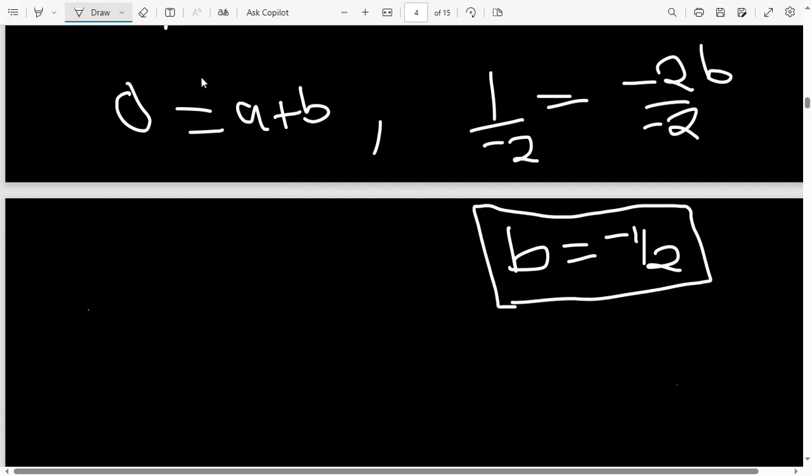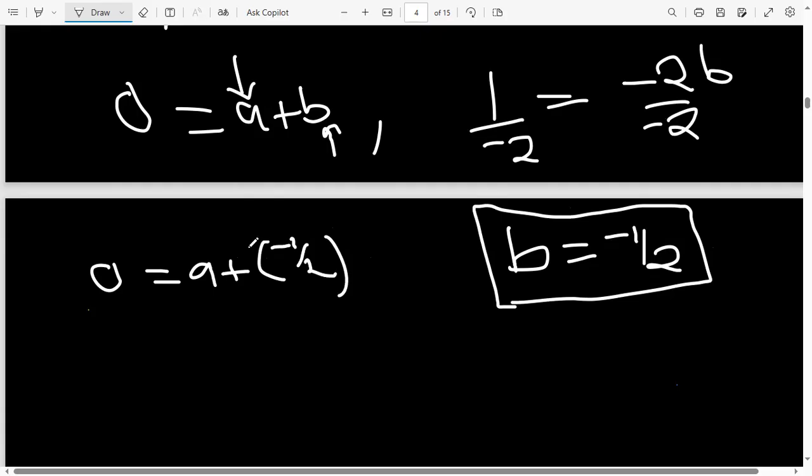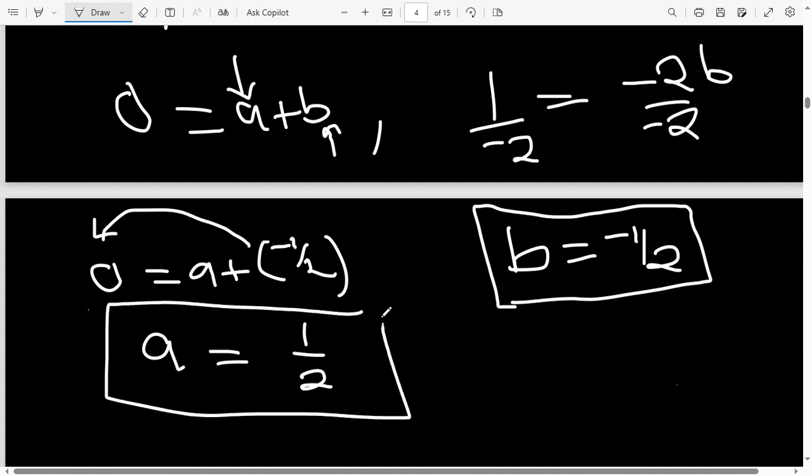And then since we have the value of b here, it means we can find the value of a. So 0 is equal to a plus, what is the value of b? Minus 1 over 2. So I take this minus 1 over 2 to the other side. So a is just equal to what? 1 over 2. So this here is the value of a. So we are done with the question.